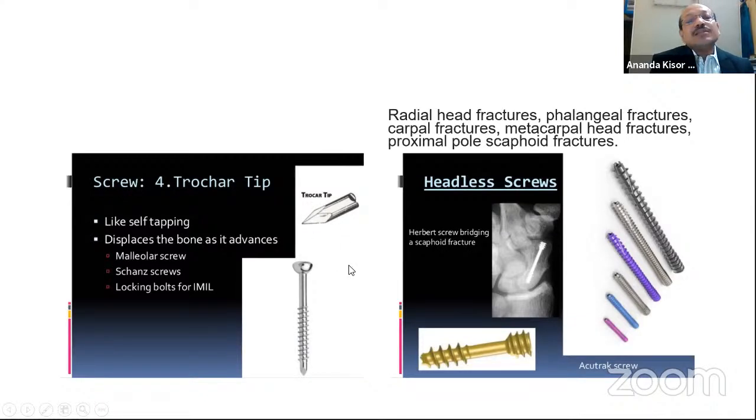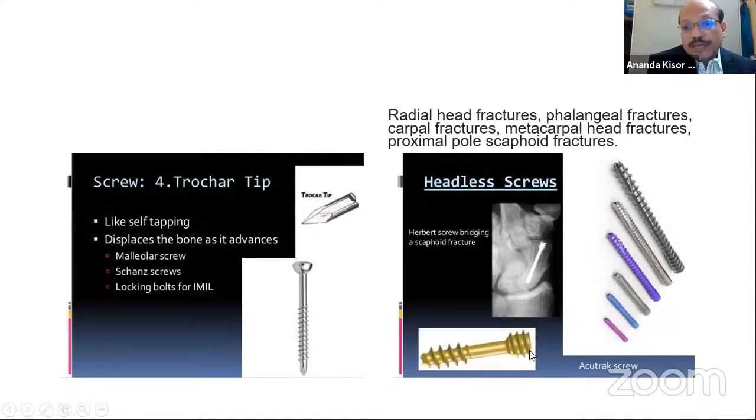This trocar tip basically doesn't require a tap. It actually cuts its own pathway. This trocar tip is usually seen in the malleolar screw. The malleolar screw is a half-threaded screw like this. The thread length may be of two types, 16 millimeter and 32 millimeter. There are other screws like the sun screw, which has a trocar tip, as also the locking bolt for the interlocking nail, which has a trocar tip.